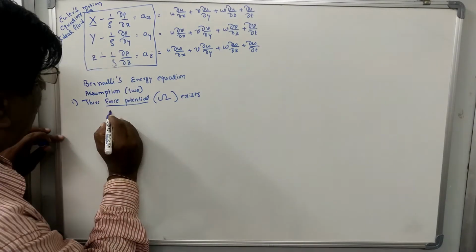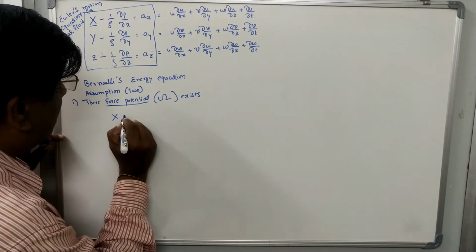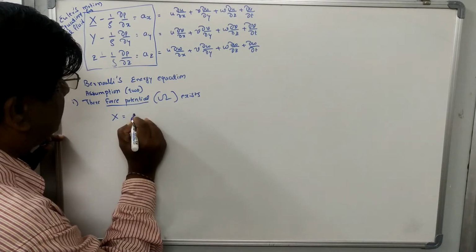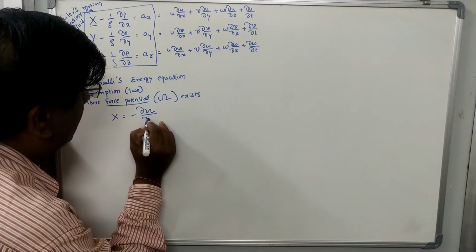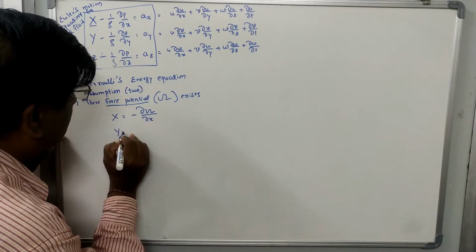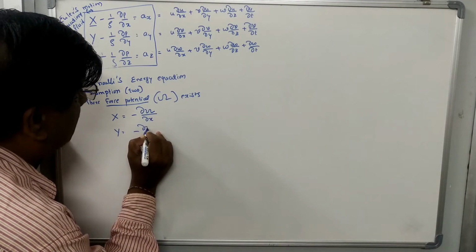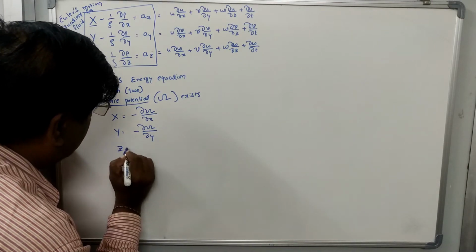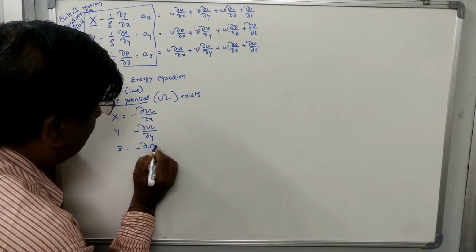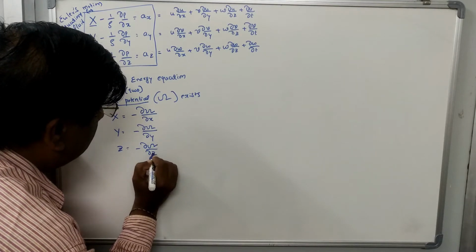So X is the body force per unit mass in the x direction. This is equal to minus ∂(force potential)/∂x. Y is equal to minus ∂(force potential)/∂y. Z is equal to minus ∂(force potential)/∂z.